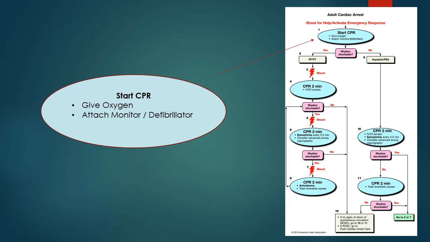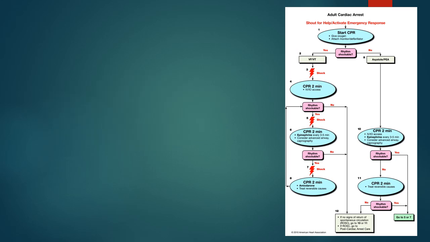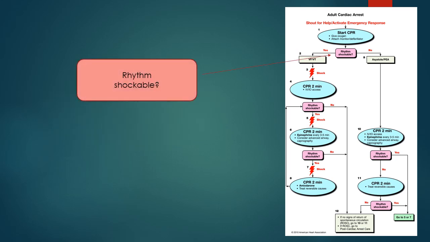We'll start from the beginning. You're going to start by doing CPR, give oxygen, attach a monitor and/or defibrillator. Assess the patient's rhythm. Is the rhythm shockable? If not, go to the appropriate algorithm. If yes, we're going to continue on with the V-Fib V-Tach algorithm.